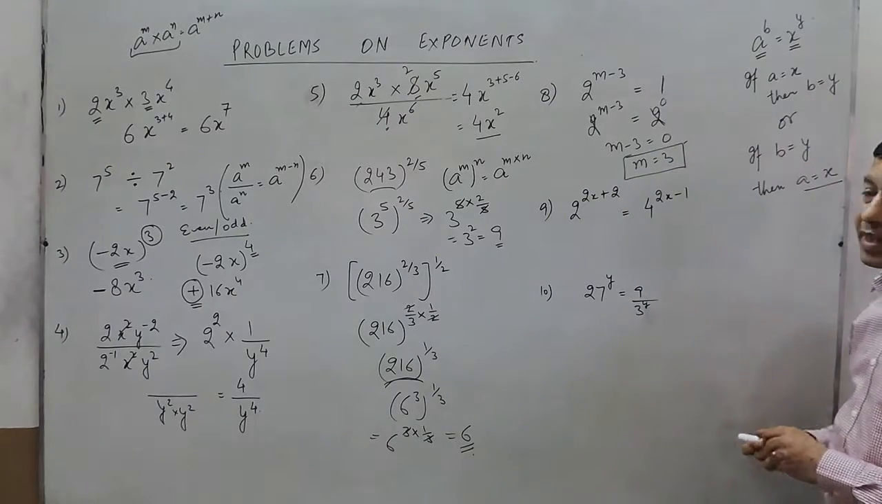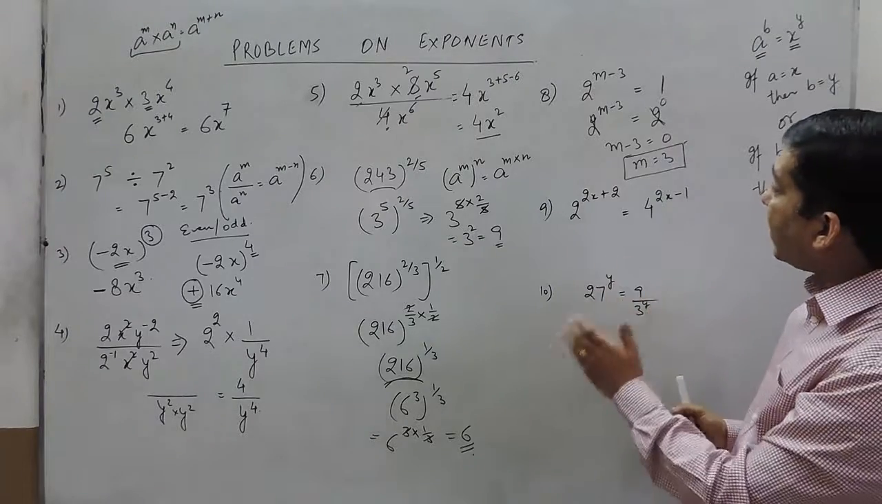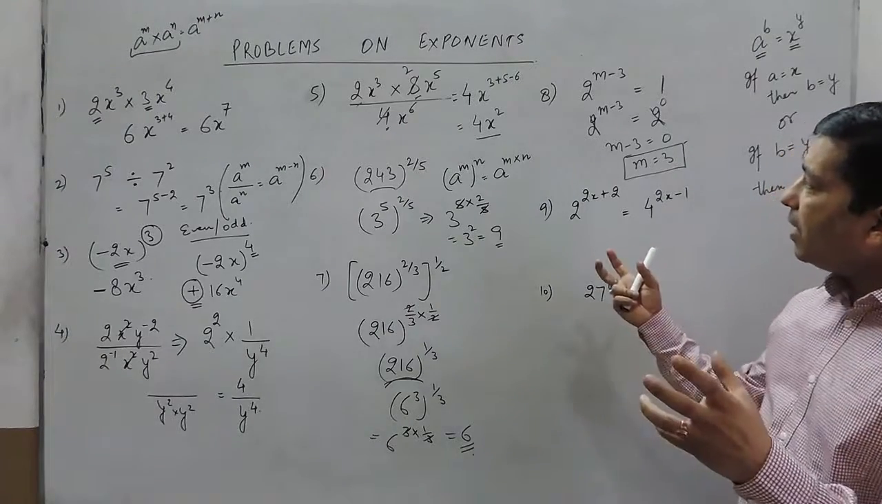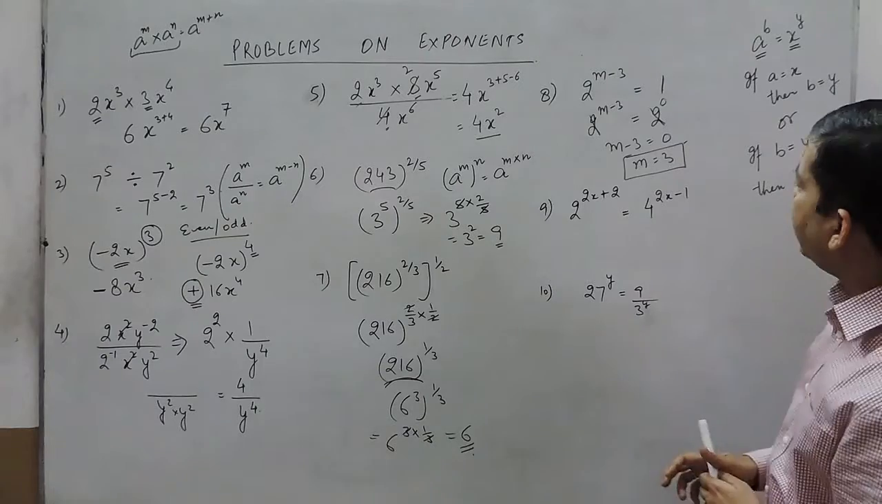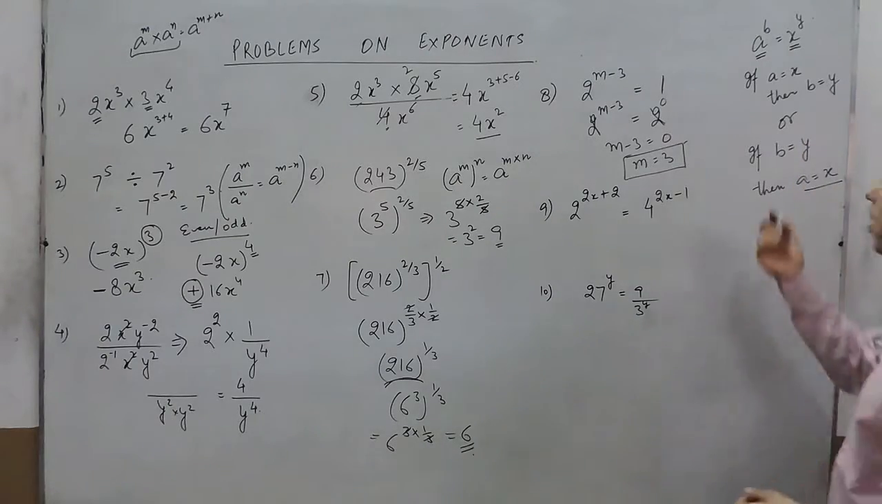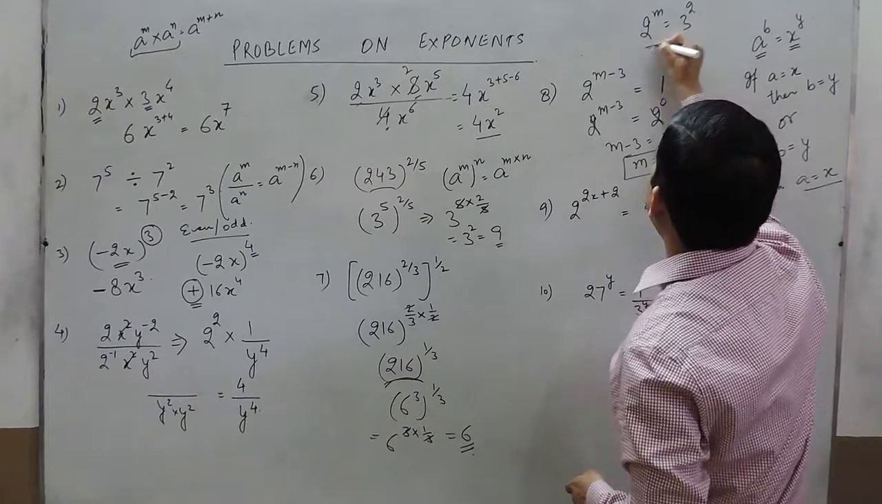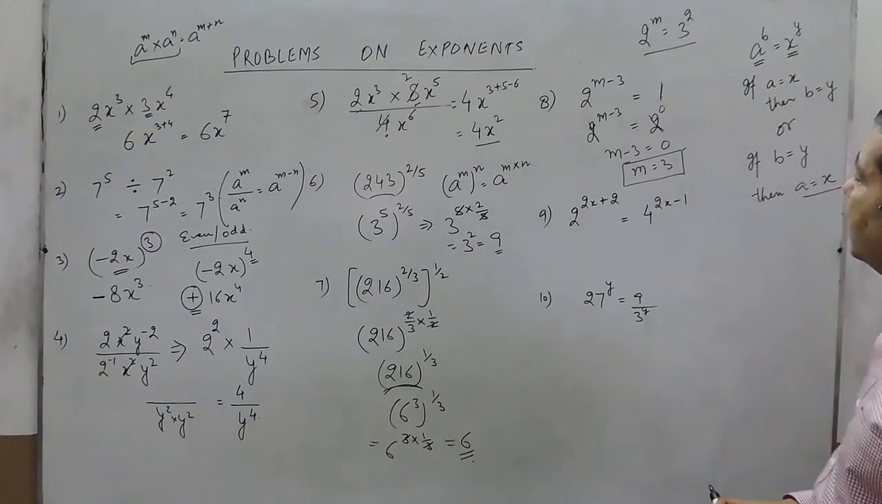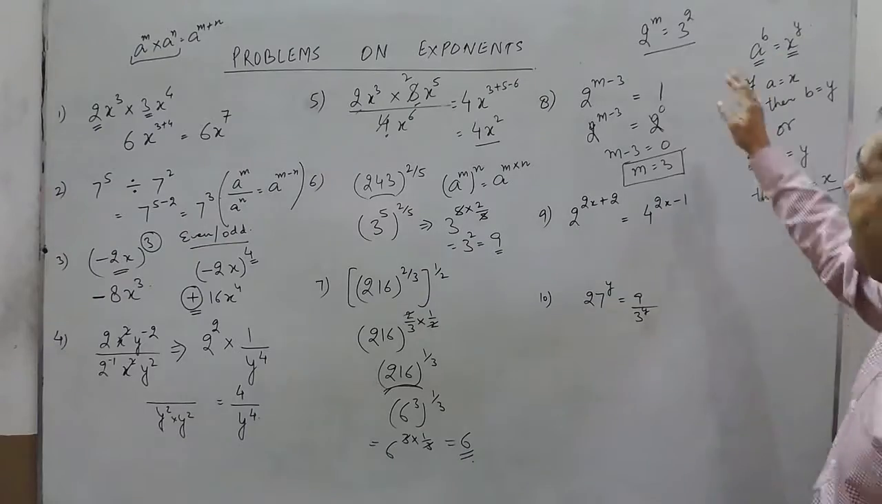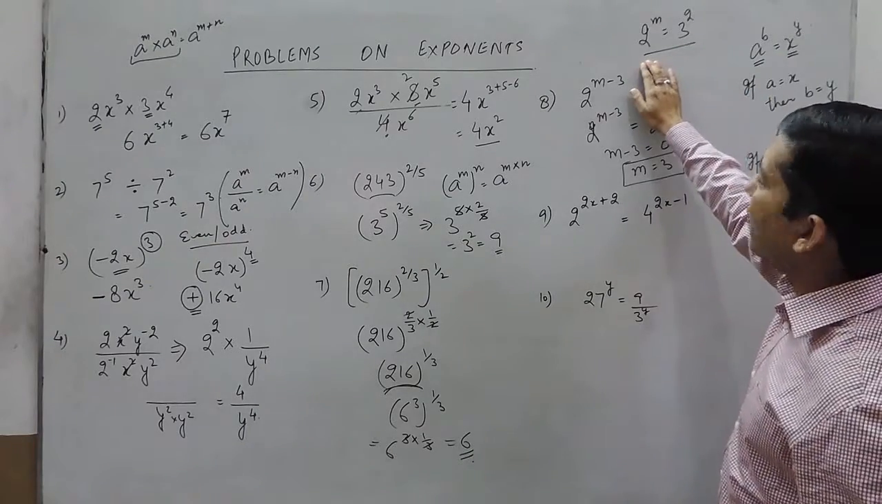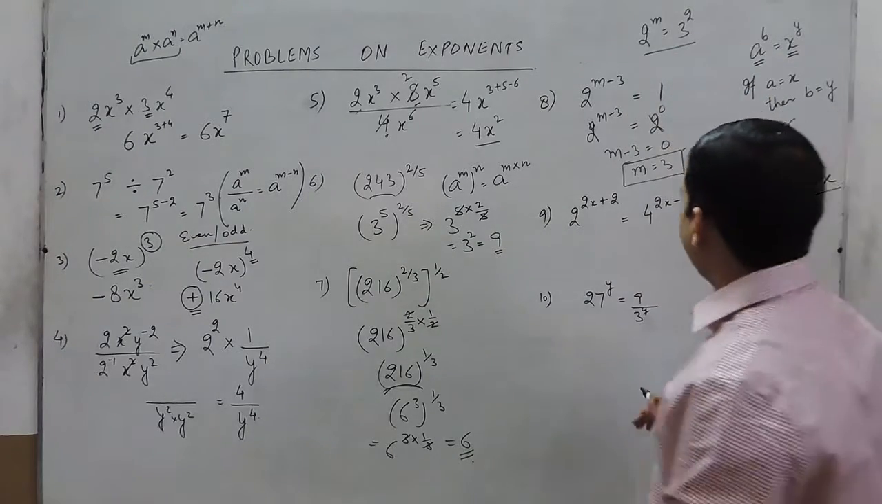So most important is that we have to make the bases equal, then only we can cancel it out, otherwise it is not possible to solve. Suppose I say 2 to the power m is equal to 3 to the power 2. We cannot solve this question because 3 to the power 2 has a base 3 and here the base is 2, we cannot cancel these two.